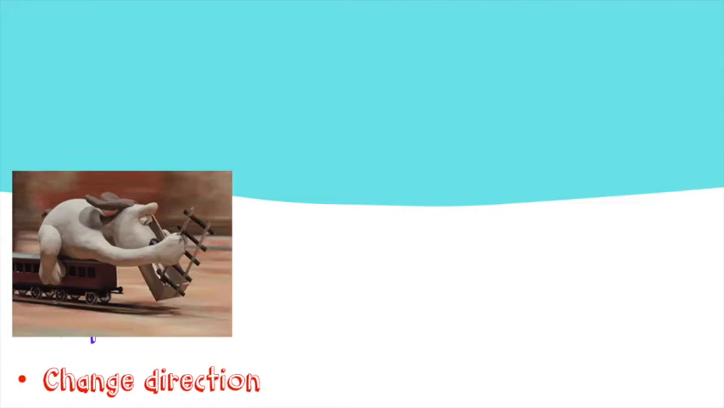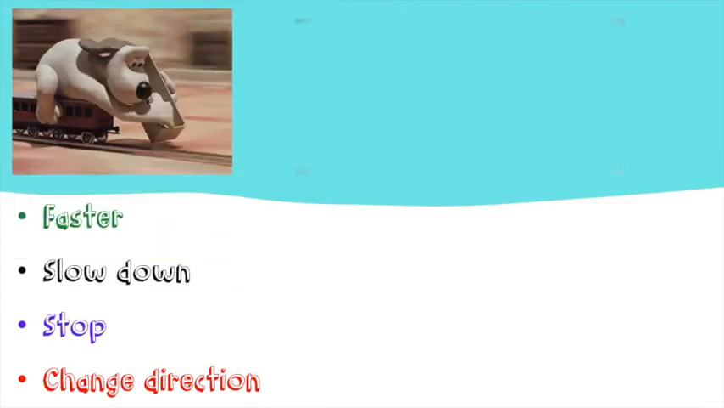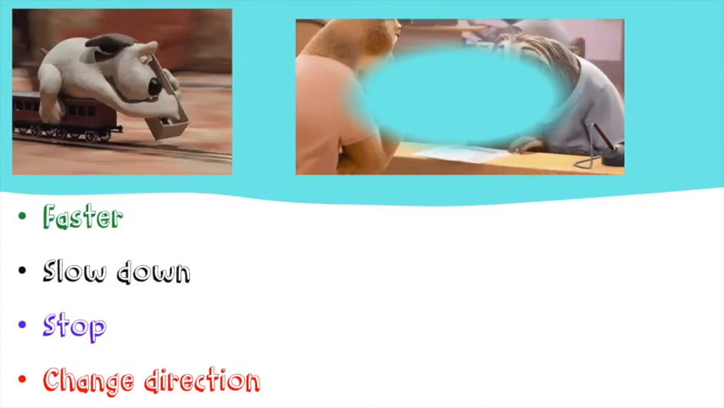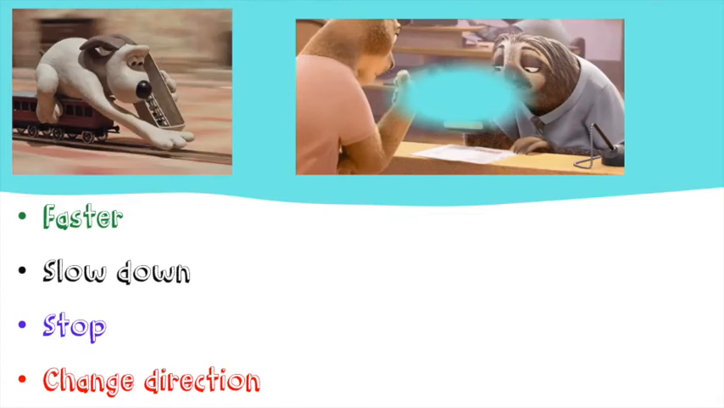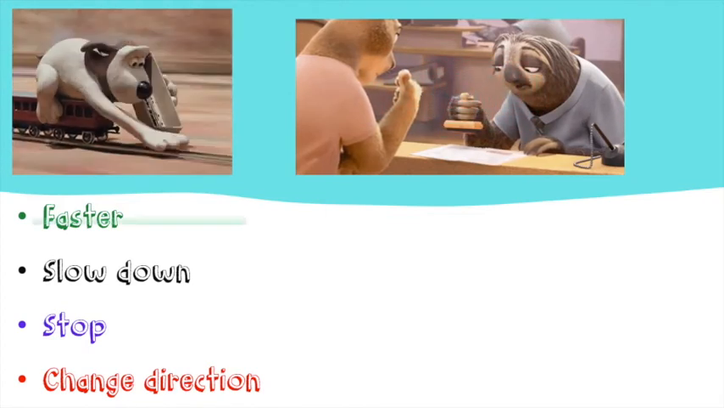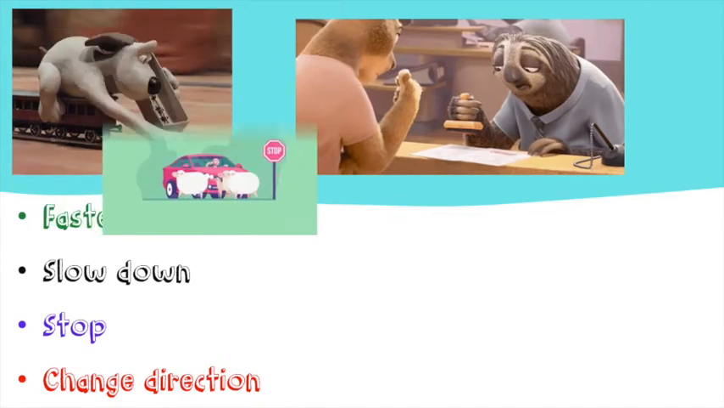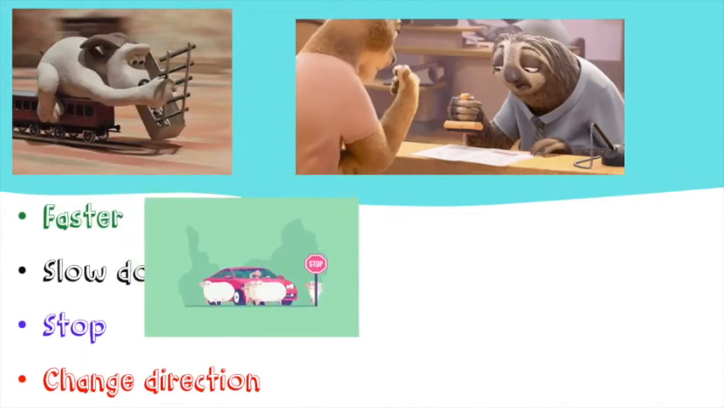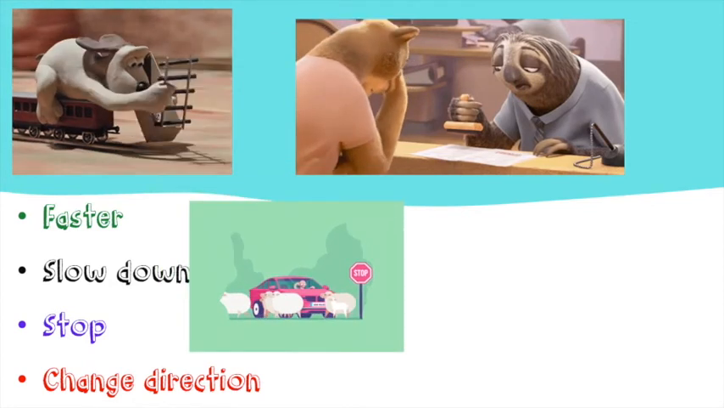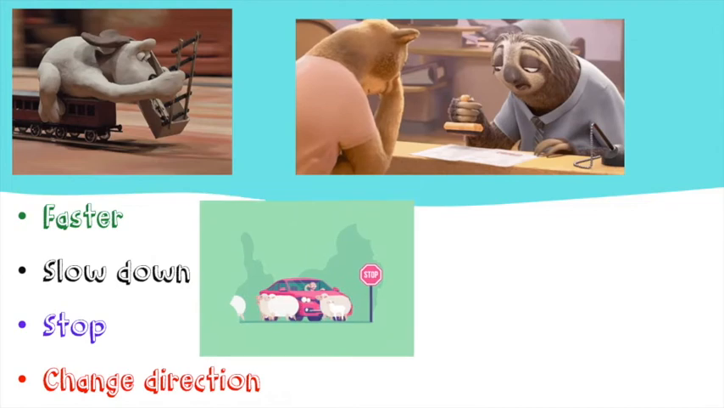So, when these forces are applied, we can create different types of movements in the objects. We can make them go faster or we can make them go slower. We can also stop the movement of an object, and we can change the direction of an object when we apply any force.